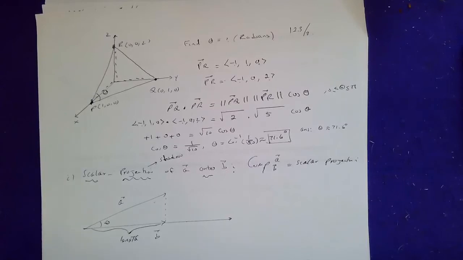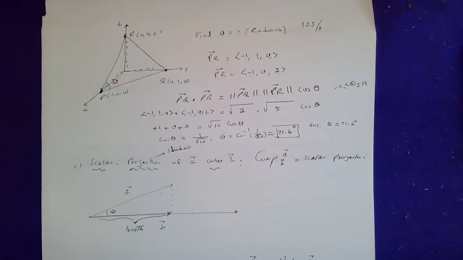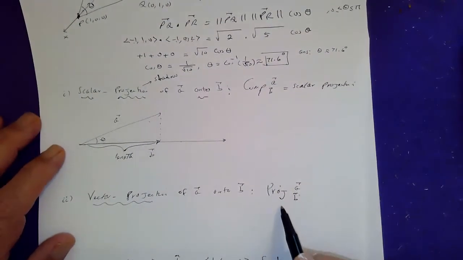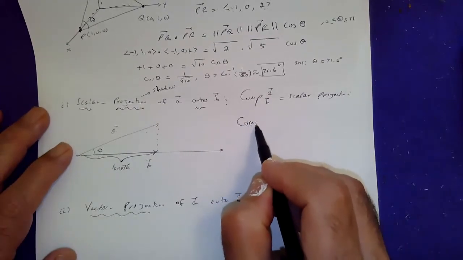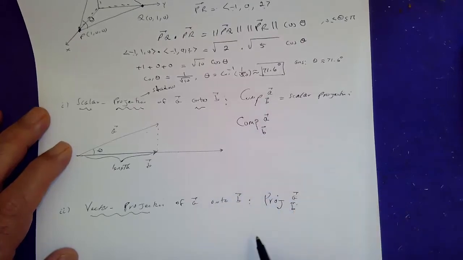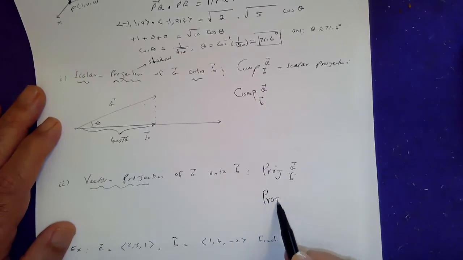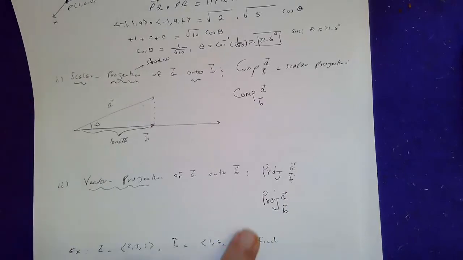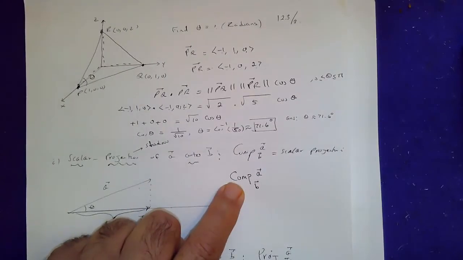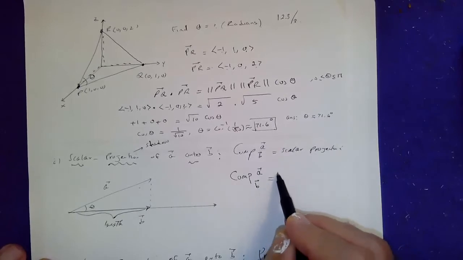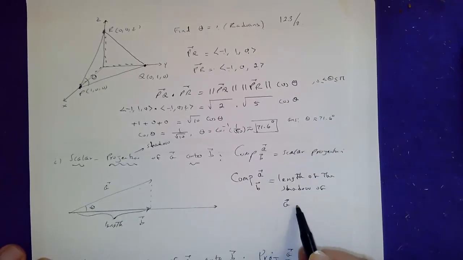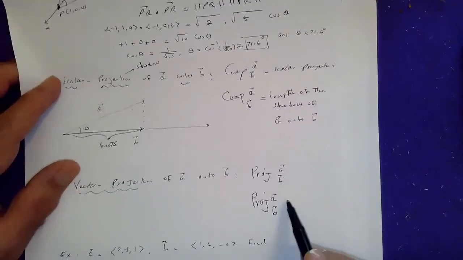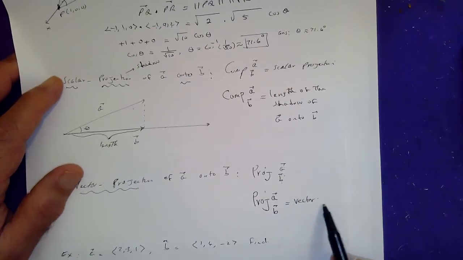On the other hand, if you're interested in the vector itself, the shadow itself, you know, the direction, that's called a vector projection of A onto B, and it's denoted by PROJ, projection of A onto B. Remember, these notations go like this: COMP A, with subscript B. Up here for vector projection, you go PROJ A, subscript B. That means the vector projection of A onto B. This means the scalar projection of A onto B. So this is the length of the shadow of A onto B. And this is the vector, the shadow itself.